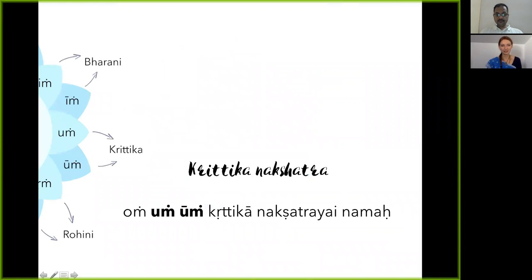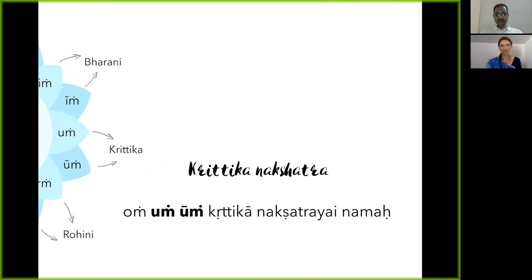The mantra for Krittika Nakshatra is Om Krittika Nakshatraye Namaha. Om Krittika Nakshatraye Namaha. So that is the beeja mantra for Krittika Nakshatra.